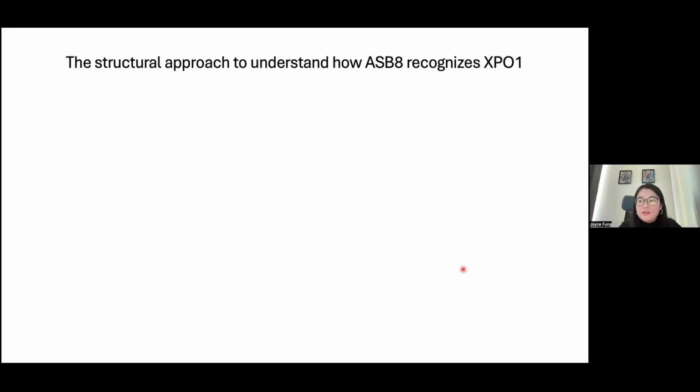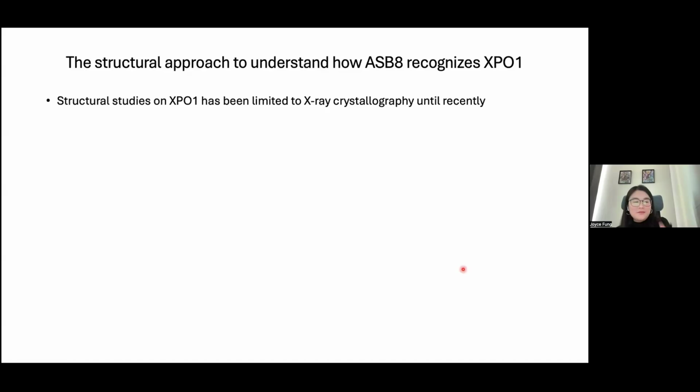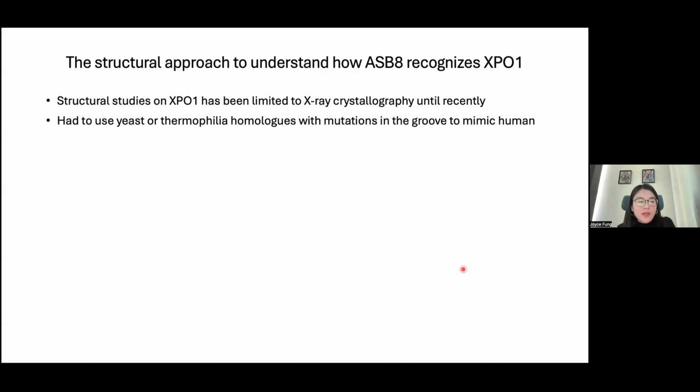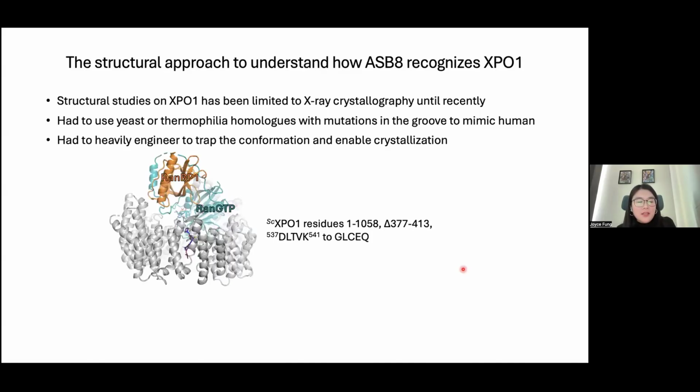So how did we do this structurally? And obviously it's with CryoEM, that's why I'm giving you this talk. But I do want to stress that most structural studies on Expo1 have been limited to X-ray crystallography really until now. And we had to use yeast or thermophilia homologs with mutations in the groove to make it look more like the human version. And in many cases, the crystallography constructs are heavily engineered to really trap the conformation to help the crystallization to happen.